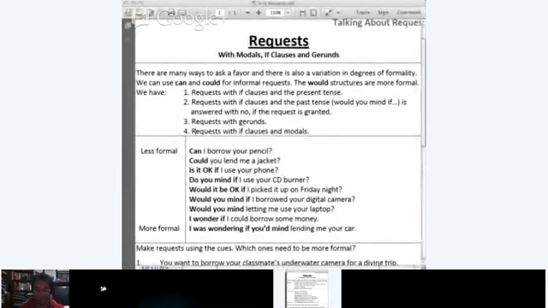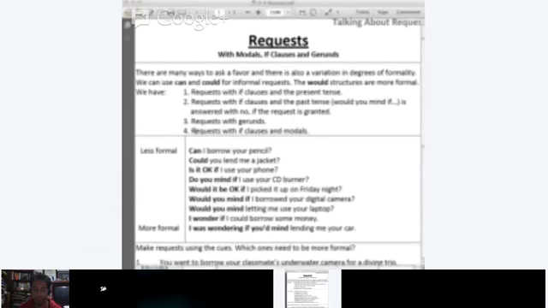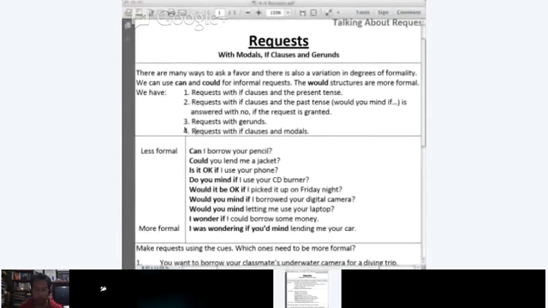Can I borrow your pencil? What kind of verb is the verb can? Modal verb. Good. Okay, so yes, can is a modal verb. So it fits into category number 4. It's a request with a modal verb. What about the next one? Could you lend me a jacket?